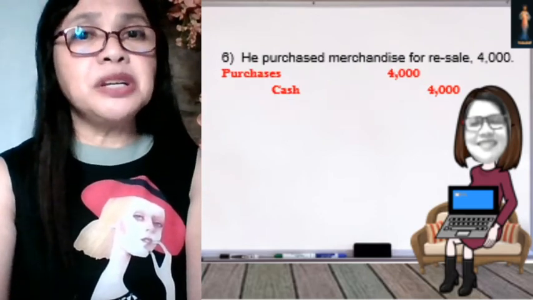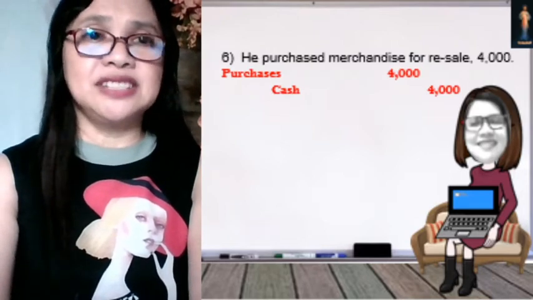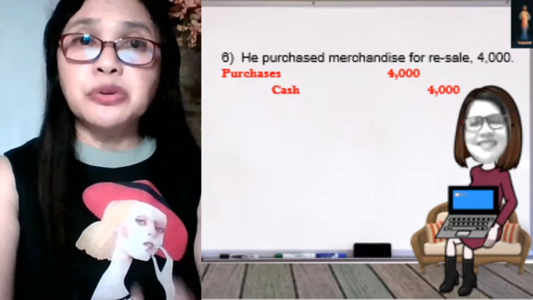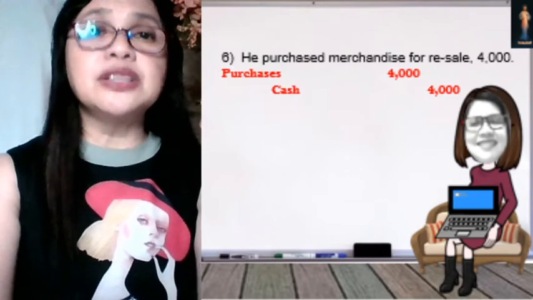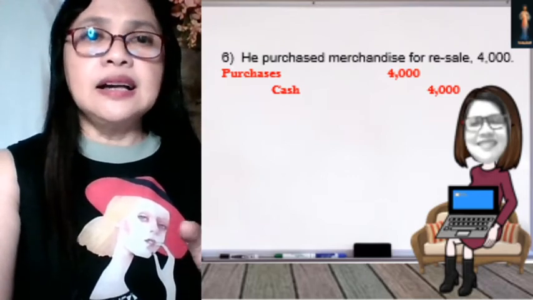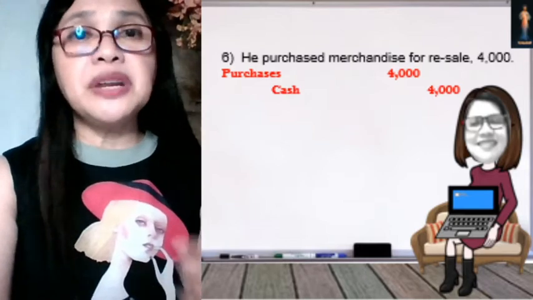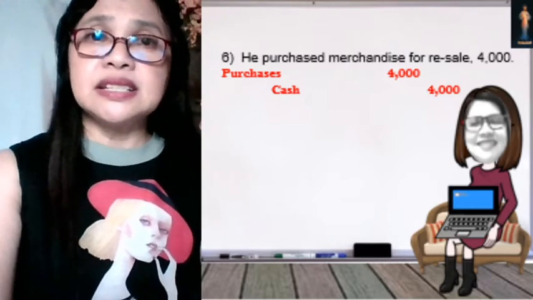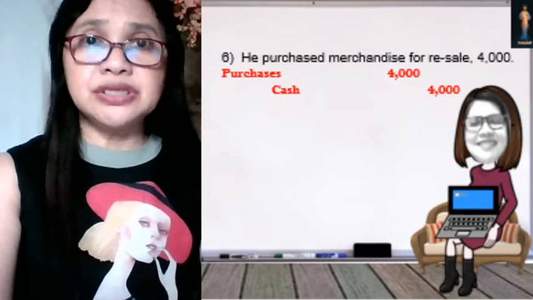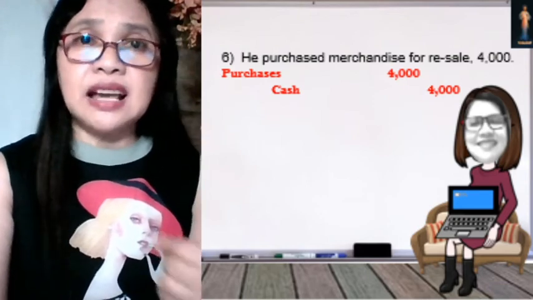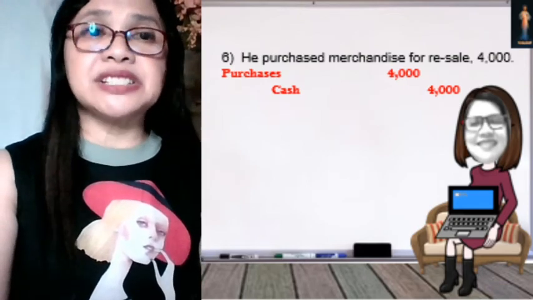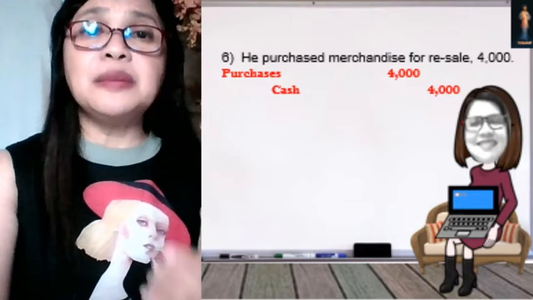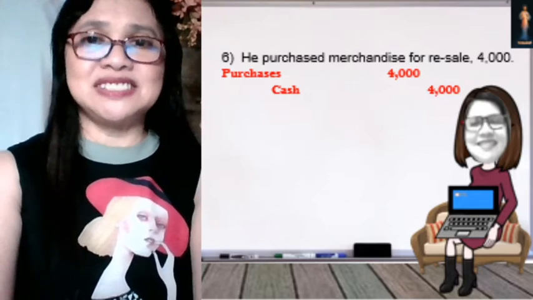Then he purchased merchandise for resale, 4,000. In the periodic inventory system, to account for the cost of the goods that you are purchasing, you use the account purchases. Since he purchased merchandise for resale, we recognize purchases in the debit, in the amount of 4,000 pesos. But when you purchase, you disburse cash. So you credit your asset because you decrease it, you credit it by 4,000 pesos.